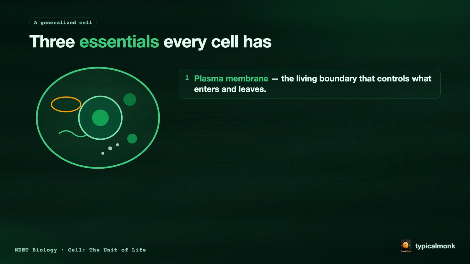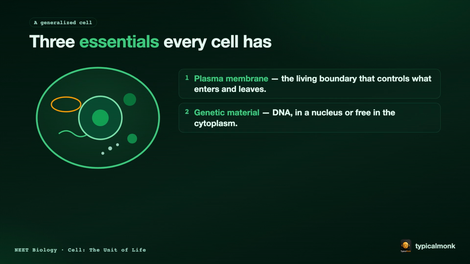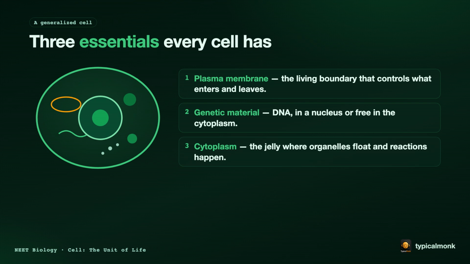Whatever its size, every cell must have 3 things. Look at this generalized cell. 1. The plasma membrane, the living boundary that decides what comes in and what goes out. 2. Genetic material, that is DNA, either inside a nucleus or lying free in the cytoplasm. 3. The cytoplasm, the jelly in which organelles float, and all of life's reactions happen.